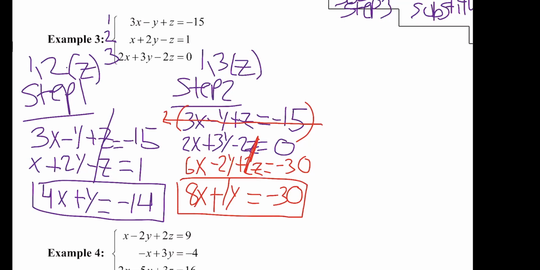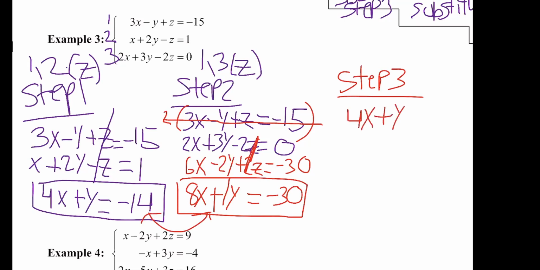So step 3, we're going to put these two new equations we got here together, and we're going to do elimination. So I have 4x plus y equals negative 14, and I have 8x plus 1y equals negative 30. So it's up to you. You could either cancel out the y's or you could cancel out the x's. I'm feeling like I want to get rid of the y's. I don't know why. It's not like the x's are any harder.